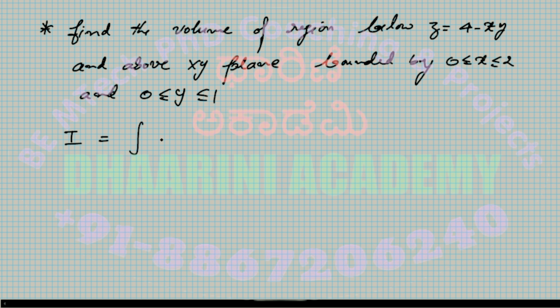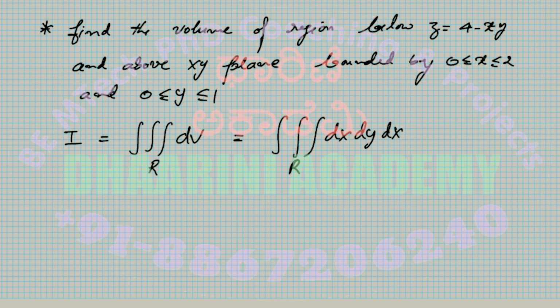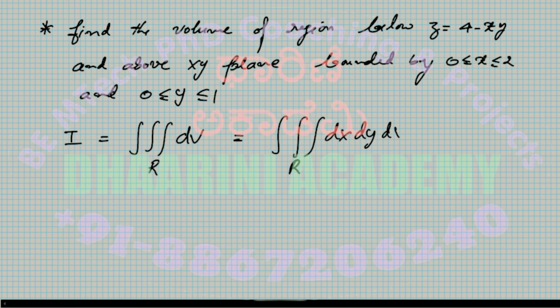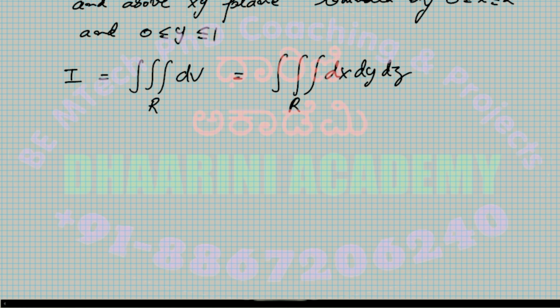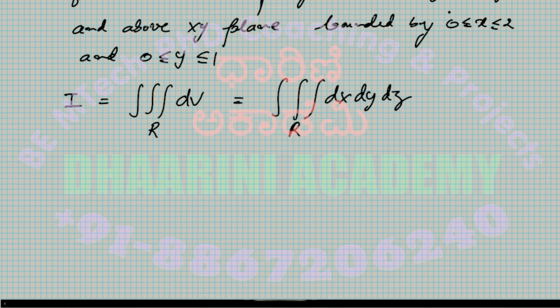So I is equal to the triple integral over the given region R. You should simply solve dV. So the triple integral over the region R, dx dy dz. Like we used to solve area as simply dx dy, volume will be dx dy dz in the rectangular coordinate system. Now, do you have any parameter which has a variable in it? Yes, z has the variable, so you need to solve z first.